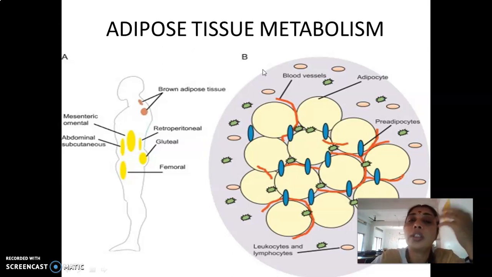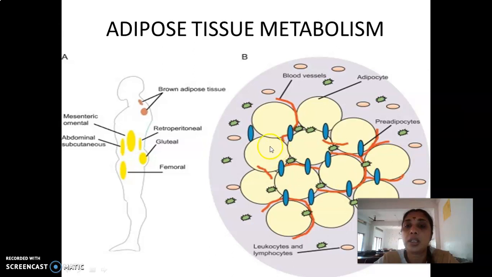Even though all the tissues of the body can have TG, that is, almost all the organs can store fats in the form of TG, the main tissues responsible for storing the fats are the adipose tissue and also the liver. So today we are having adipose tissue metabolism.